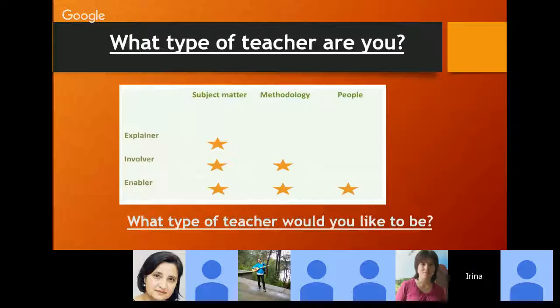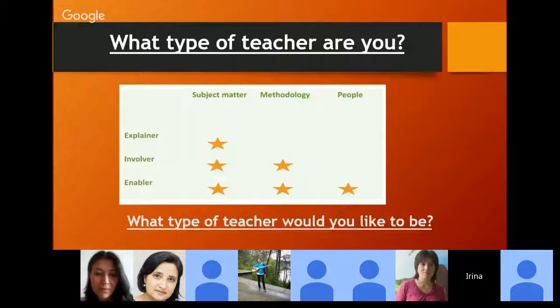The involver also knows the subject, plus he knows methodology tricks. The enabler knows the subject matter, knows methodology, and knows the people, knows the students, knows how to manipulate, let's say, them, how to motivate them, how to involve them, what are their interests. And if we look at these three types, it's like a kind of scale that you achieve as you grow professionally or as you teach more and more.